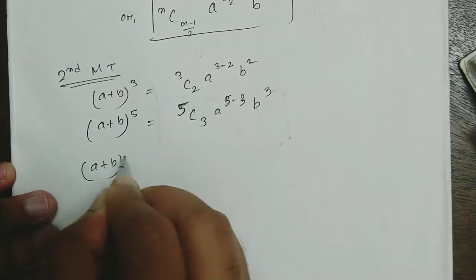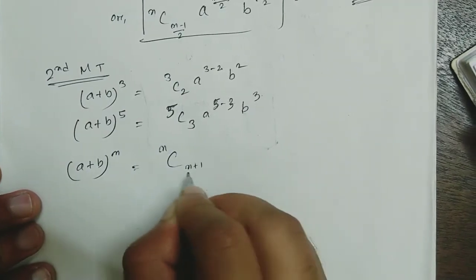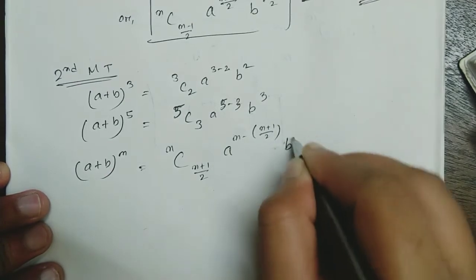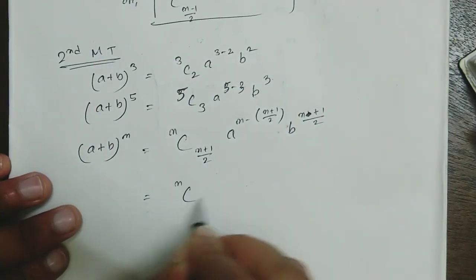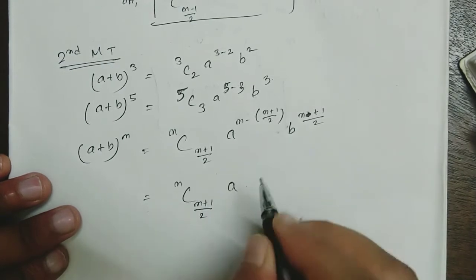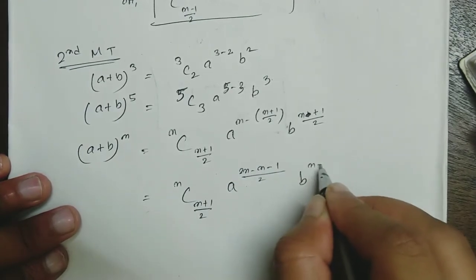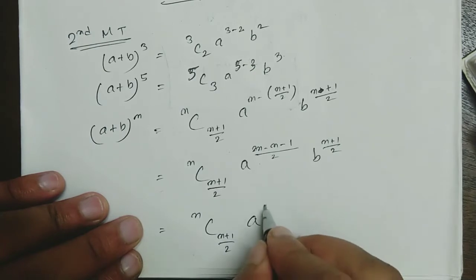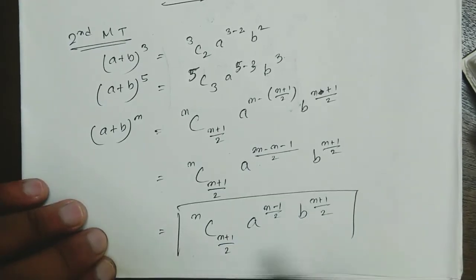Yes, it is coming. So we can actually write যে a plus b to the power n এর জন্য আমার সেটা কি হবে? nc n plus 1 by 2. তো তখন আমার a to the power n minus n plus 1 by 2 b to the power n plus 1 by 2, এটা হবে a to the power twice n minus n minus 1 by 2 b to the power n plus 1 by 2. এটা হচ্ছে nc n plus 1 by 2 a to the power n minus 1 by 2 b to the power n plus 1 by 2. So this would be my second term.